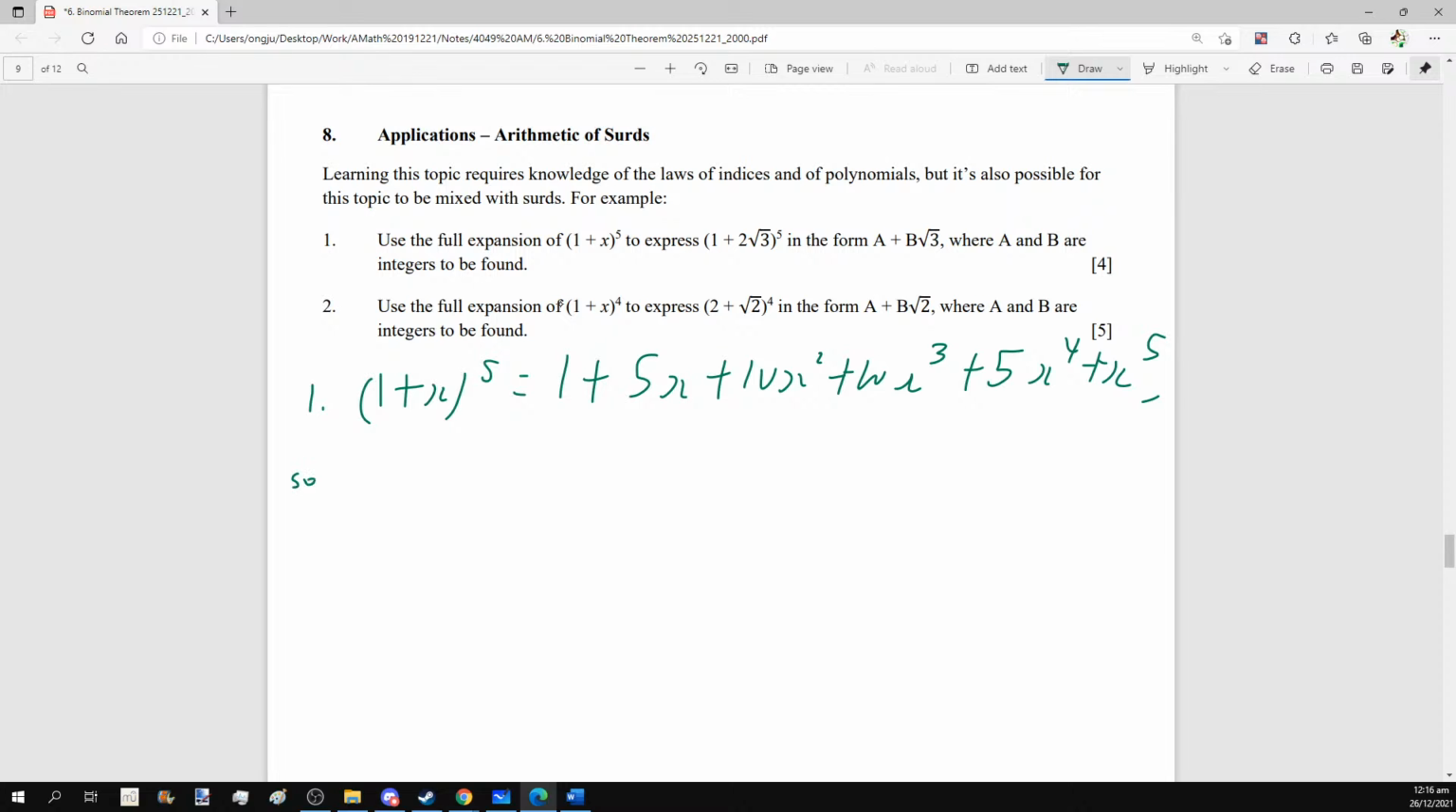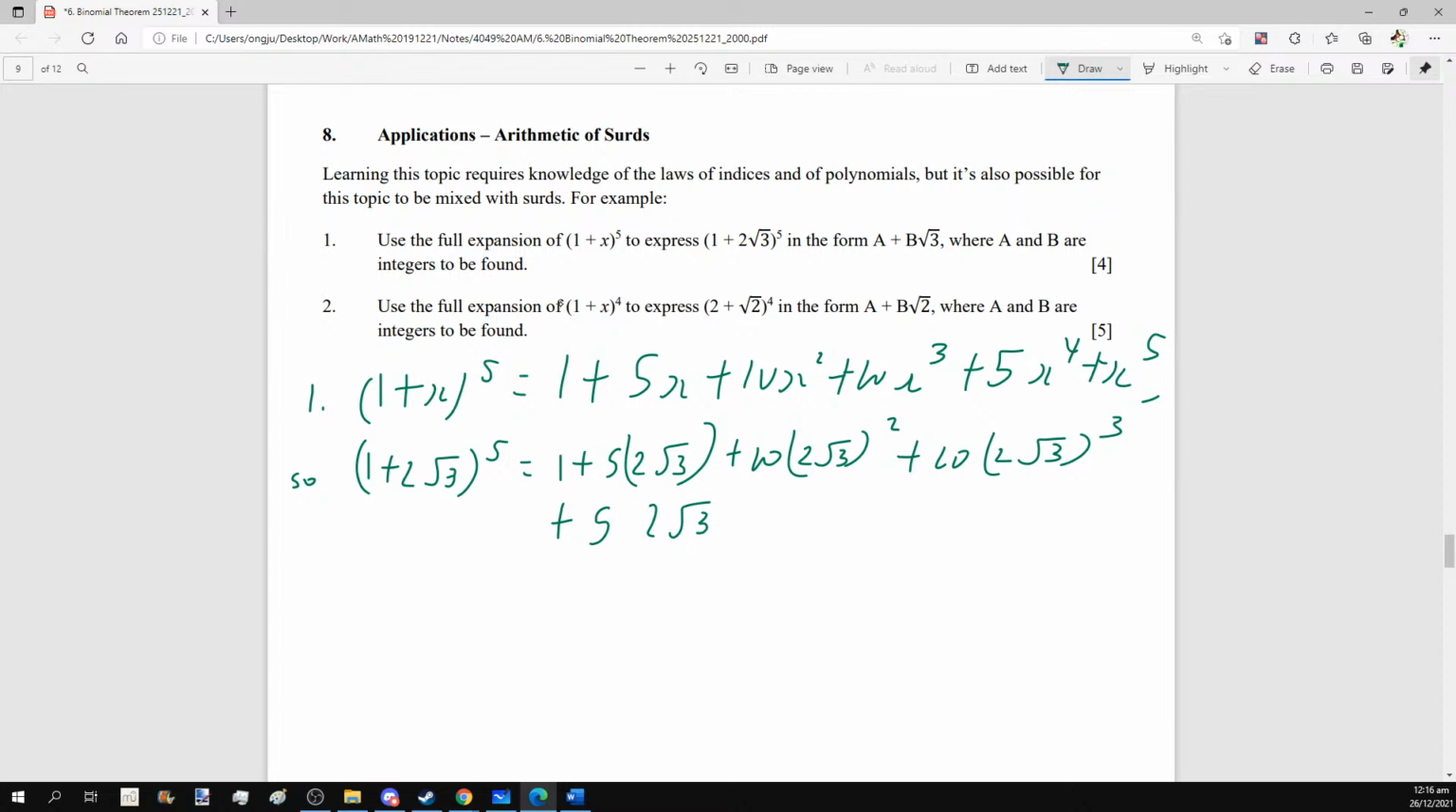And so, if I have 1 plus 2 root 3 to the power of 5, it will simply give me 1 plus 5x plus 10x squared plus 10x cubed plus 5x to the 4 plus x to the 5, like so. From here, then you can start to open everything up. Be careful whenever there is an even power, because the even powers will cancel out the square roots.